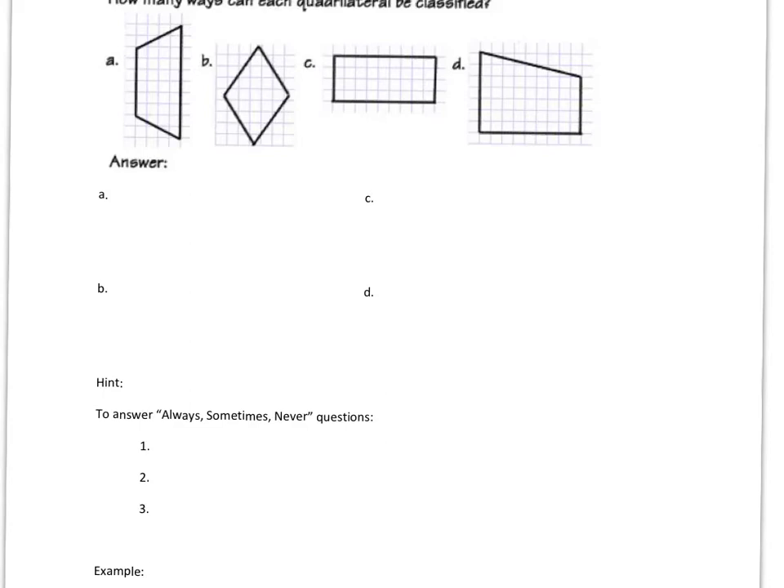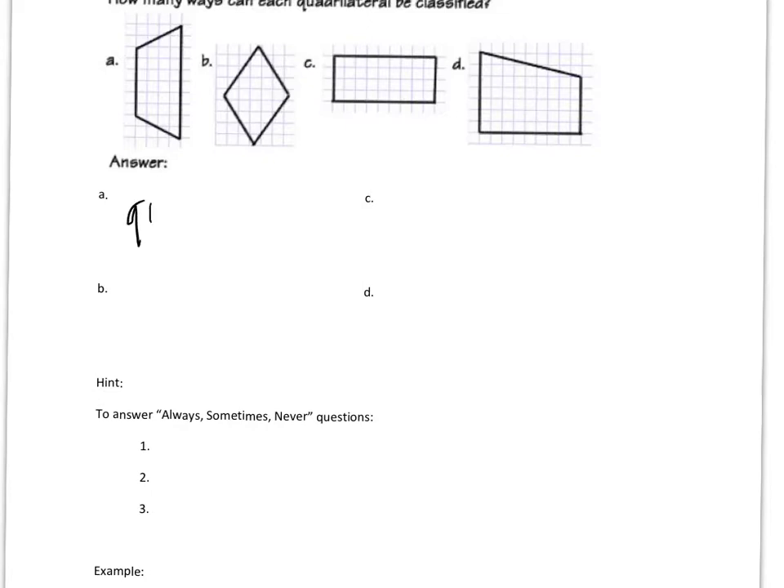Section 2, Video 4. Here we have some figures, and they're asking how many ways can each quadrilateral be classified. So if we look back at our quadrilateral hierarchy, that'll be a great tool to figure out how specific we can be in naming each of these quadrilaterals. So if I'm looking at A, the first quadrilateral, since it's drawn on graph paper, I can see that there are two parallel sides. So I instantly think, well, it's at least a trapezoid. And I also instantly know it's a quadrilateral because there are four sides.